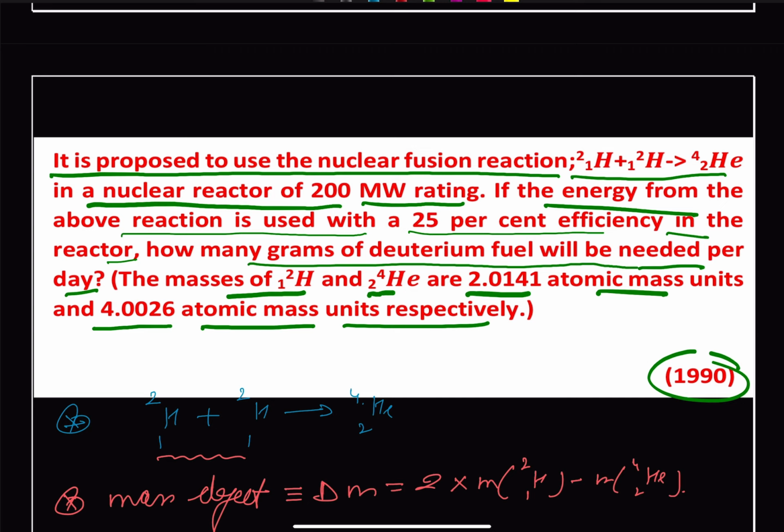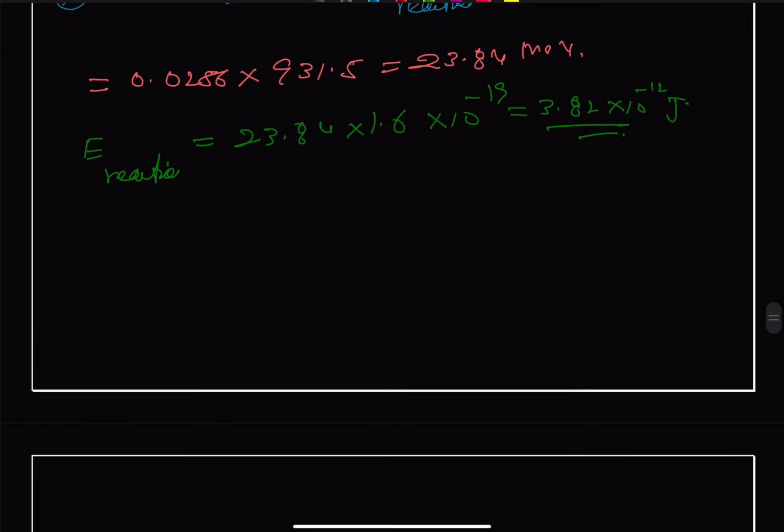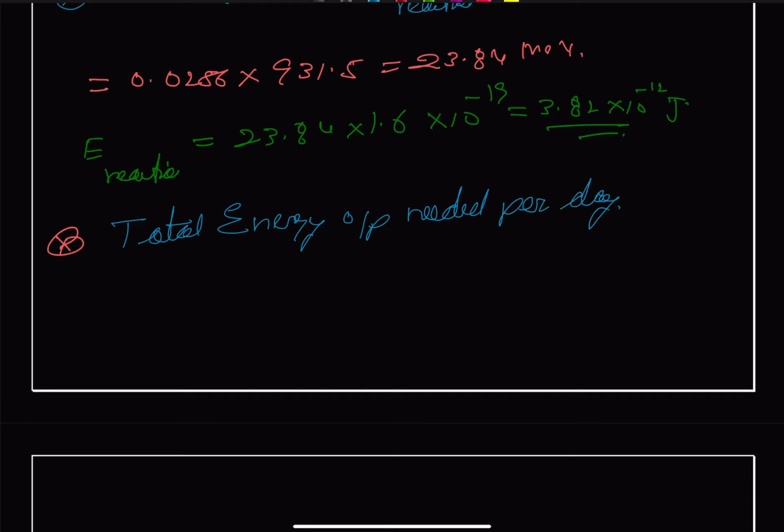And we need to find out energy per day with the efficiency. So we are going to find out the total output and then we are going to account for the efficiency. We are going to solve it. So first of all, let's find out the total energy output needed per day.